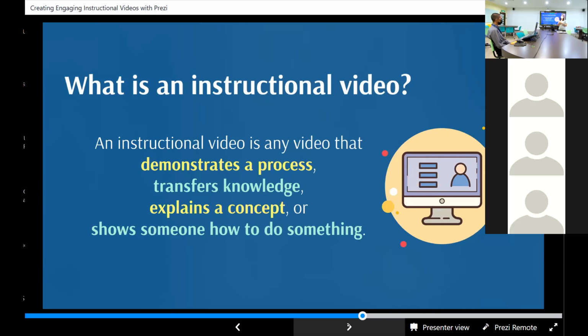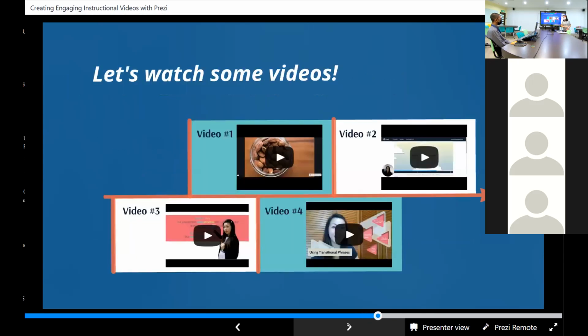Of course, the video should be of good quality. And the word good quality is very subjective also. Good quality here means clear, can understand, that kind of thing. Audio is clear, visual is clear. No need to have Hollywood blockbuster movie quality. Not that kind of video. So instructional videos are videos that demonstrate the process. You transfer knowledge, or you explain the concept, or just show someone how to do something. Basically, it's just to teach someone something, share something with someone. So that is an instructional video, and that's our focus today.